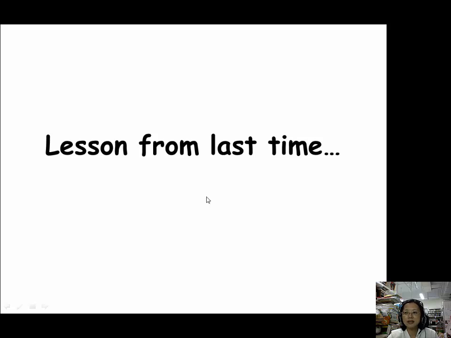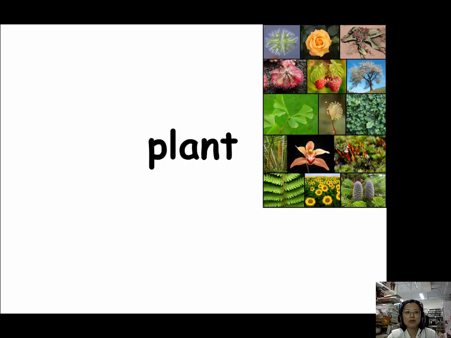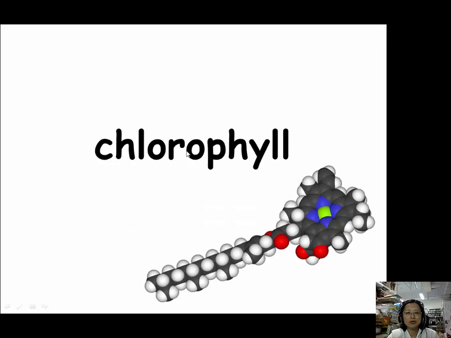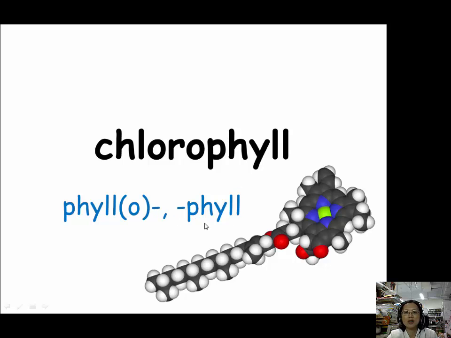Today we are going to finish lesson 19, which covers the prefixes and suffixes related to plants. First, we need to review the first part of this lesson. For plant, we could use the prefix phyto, P-H-Y-T-O, or the suffix phyte, P-H-Y-T-E. When we want to describe things related to chlorophyll, we could use phyllo, P-H-Y-L-L-O, which is a prefix, or the suffix phyll, P-H-Y-L-L.